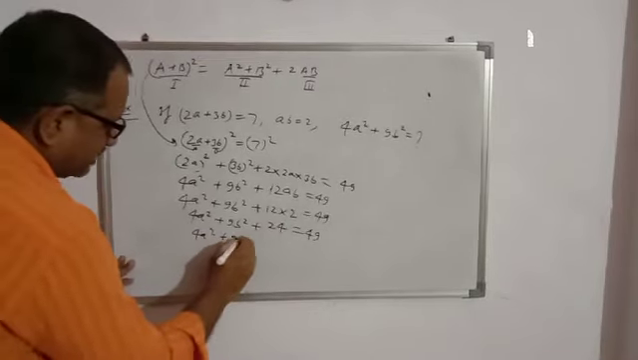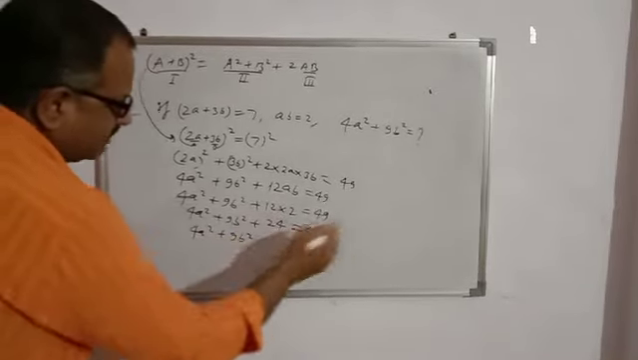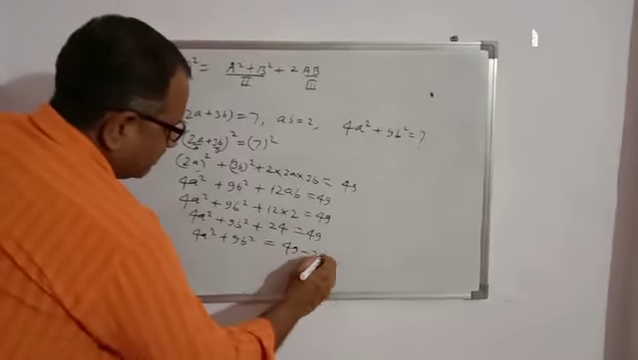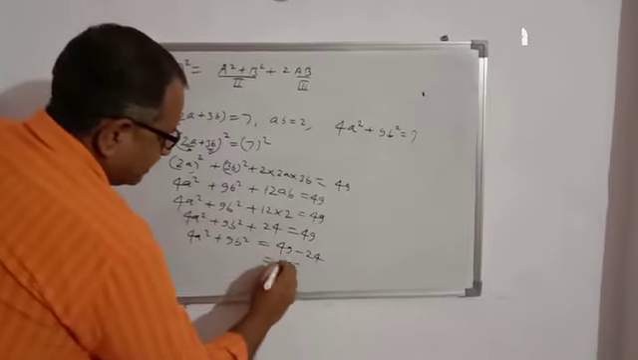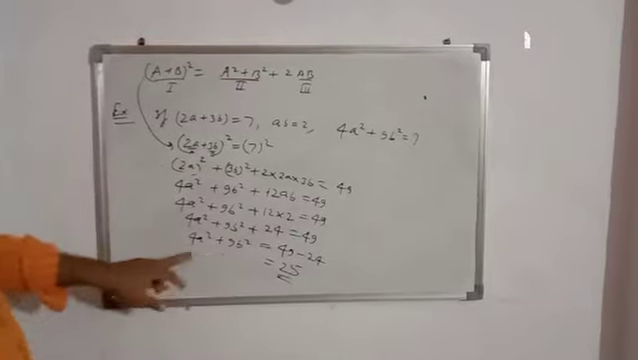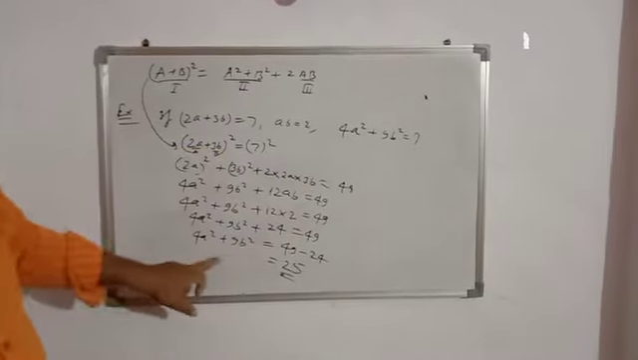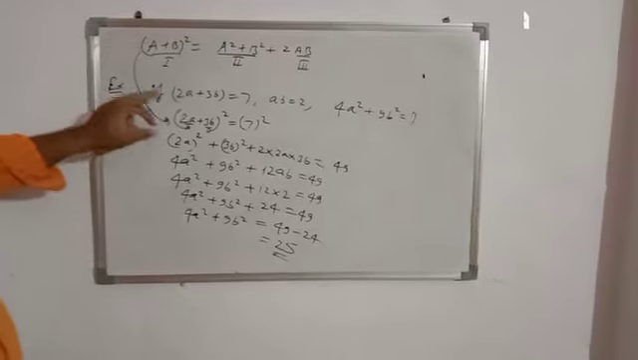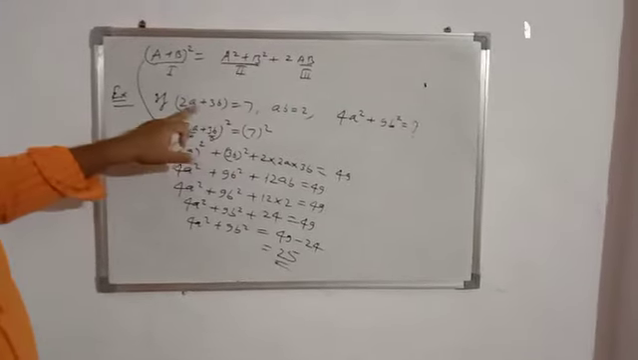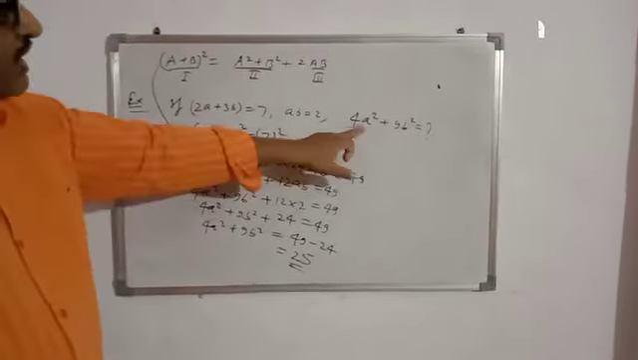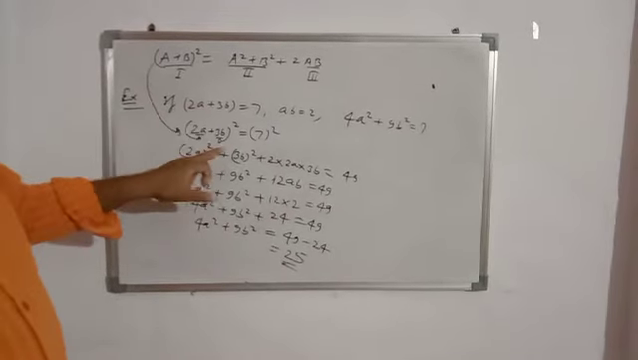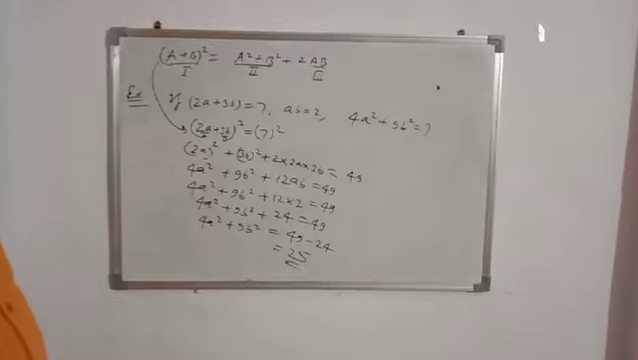4a square plus 9b square, transpose 24 to the right side. So 49 minus 24 is 25. So the value of 4a square plus 9b square is equal to 25. So we will take the square on both the sides. We want 4a square and 9b square. So when we take the square of this, we can get 4a square and 9b square.